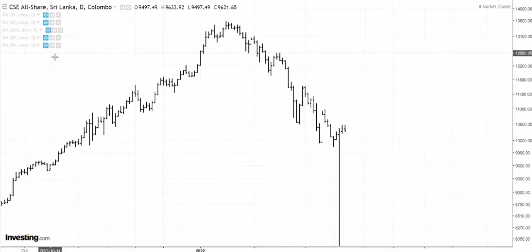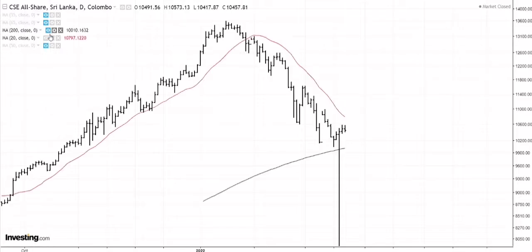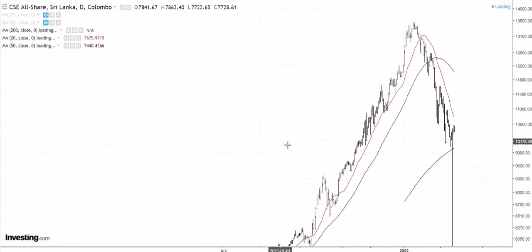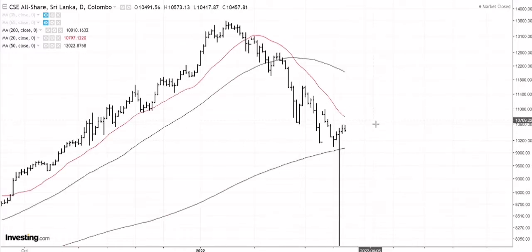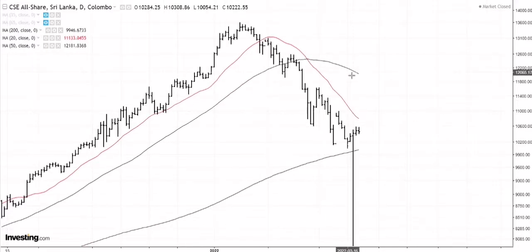So let's start off with the moving averages. Let's quickly put in the 20, 50 and 200-day moving averages. You can clearly see that the 20 and the 50 are declining. That means that over the short term and the medium term, we are in more of a declining or bear market. However, the most important thing is the primary trend, or the long term trend.